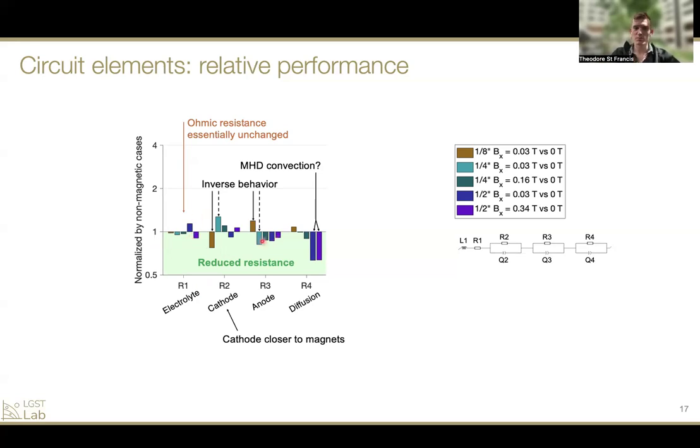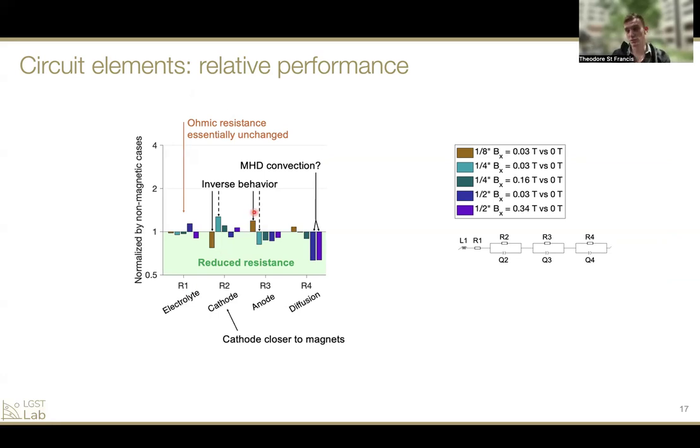We see some inverse behavior between anode and cathode. The array is closest to the cathode, so the B field is strongest there. And it could be that as bubbles are evacuated from the cathode, they impinge on the anode or vice versa. So it's possible that that's what we're observing.